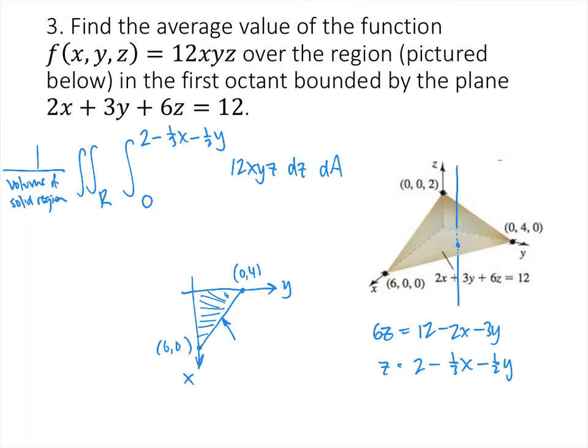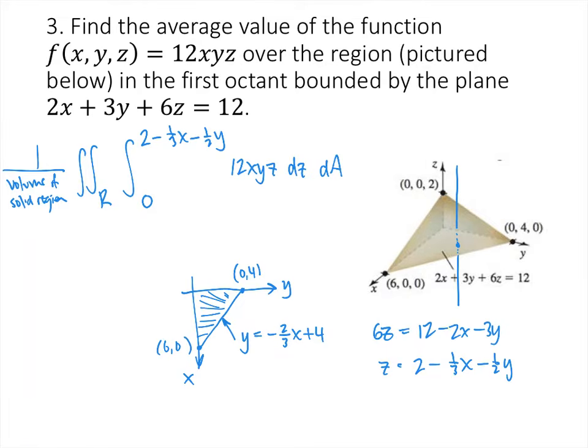So in order for us to set up this integral, we're going to need to know what that line is. Using the points 0, 4 and 6, 0, it's not too hard to see that the equation of the line that we're looking for here is y equals negative 2/3 x plus 4.